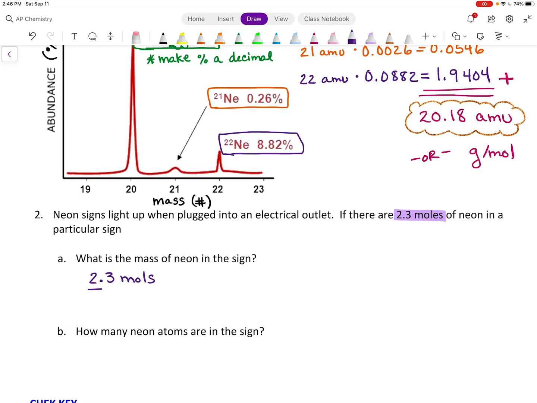And we said we had 20.18 grams per mole. So let's go ahead and put that into a conversion factor here. So for every 1 mole of neon, we know that there are 20.18 grams. We have 2 significant digits in our 2.3 moles. We're going to round to 2 significant digits in our final answer. So that should be 46 grams.